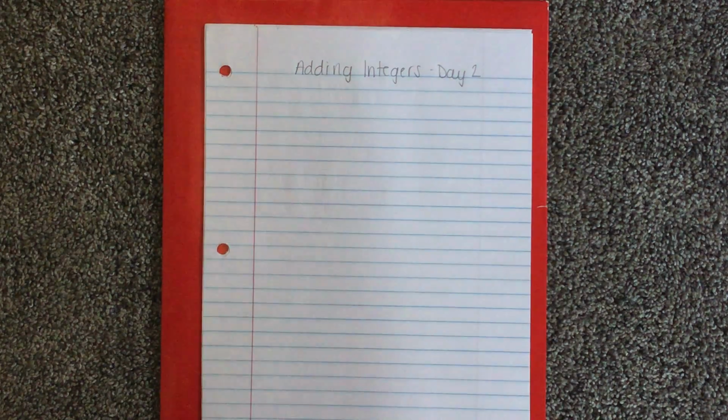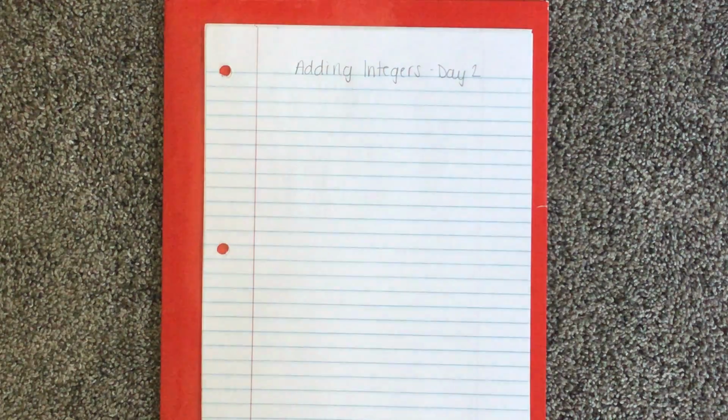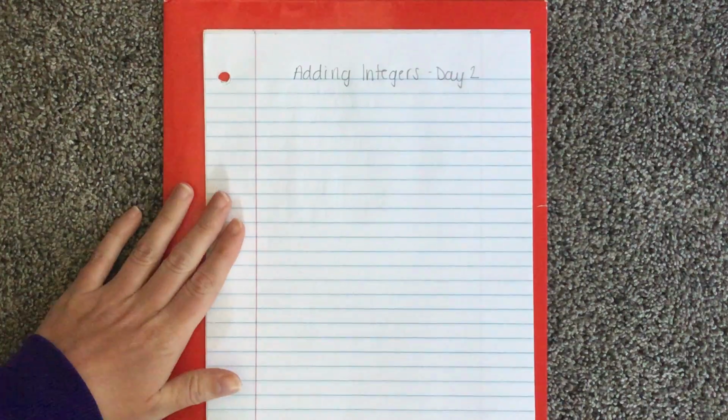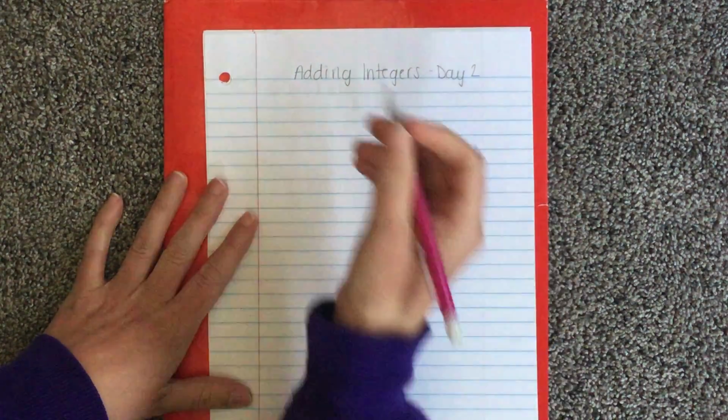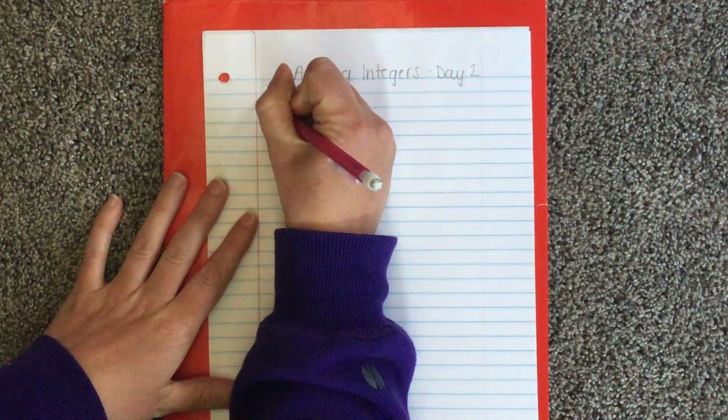Today we're going to continue adding integers. So in the last video we learned how to add integers two different ways. You learned how to add integers using a number line and then the phrase same sign sum, different sign difference. That's the phrase I'm going to use through this whole video.